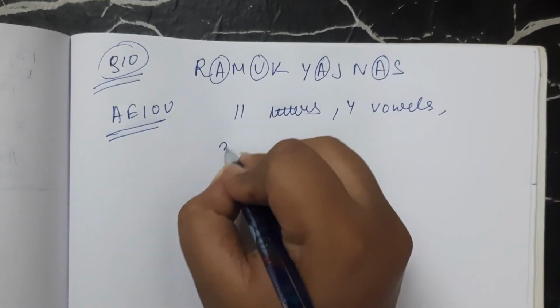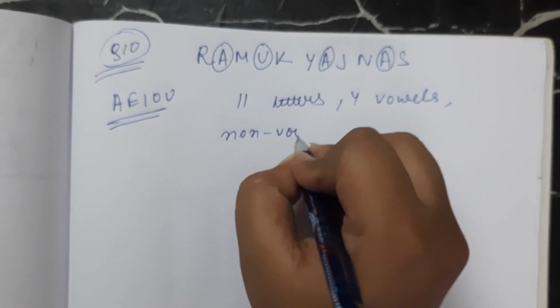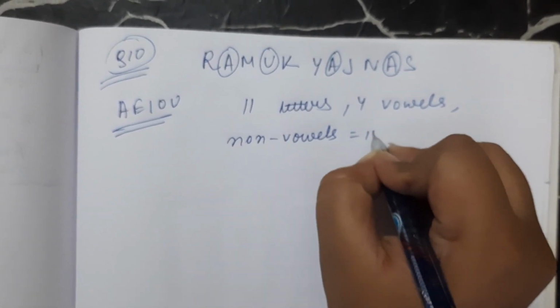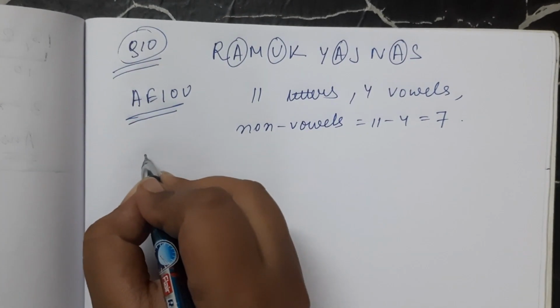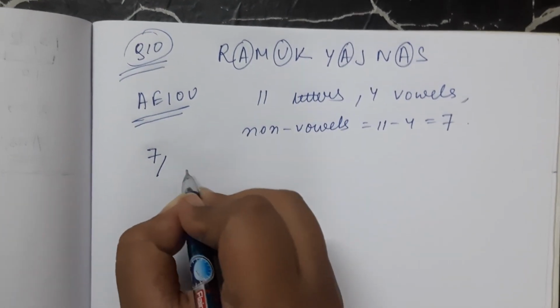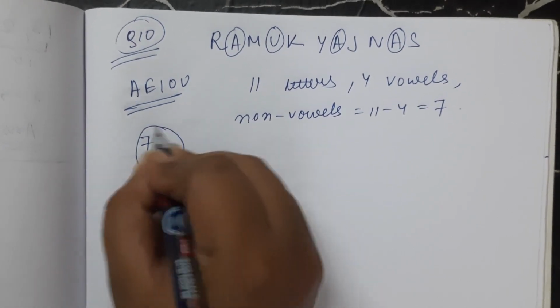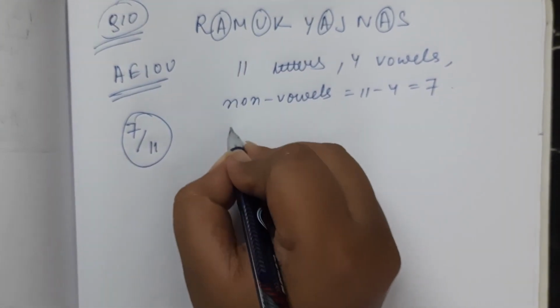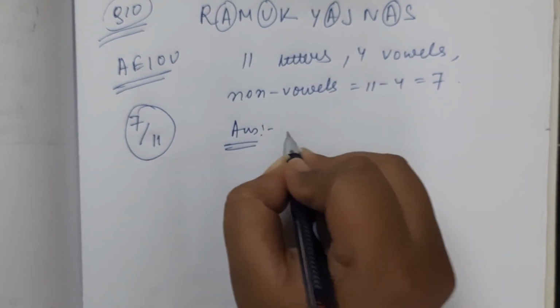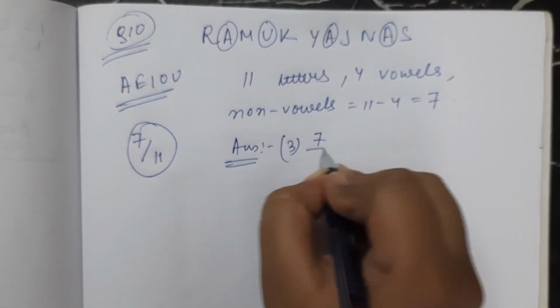So the non-vowels are 11 minus 4, equal to 7. So the probability of picking a non-vowel is 7 divided by the total number of letters, which is 11. So the correct answer is option 3, which is 7 by 11.